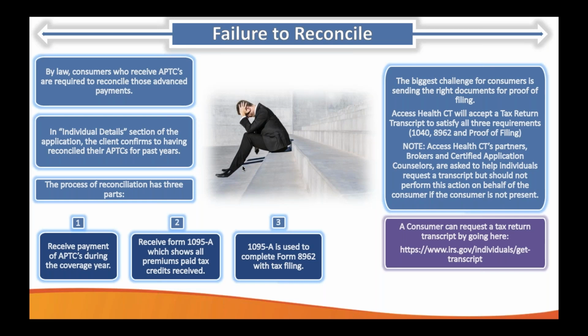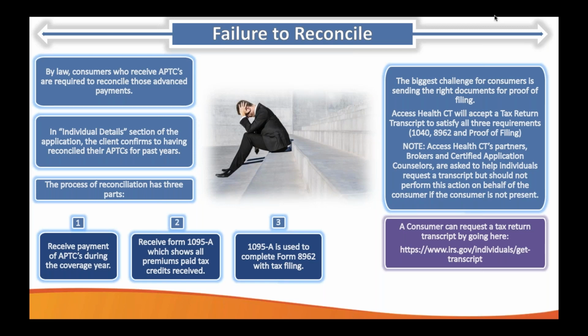What I can tell you is I've been doing this for a while, and a lot of times people have extensions, they don't file their taxes right away, so they'll call for previous years. And when they go to do their enrollment for 2018, there's a question on the application that asks if they've reconciled. If they haven't, chances are they're going to lose the APTCs, and they may even lose coverage at some point if they don't reconcile. That's pretty much what this slide speaks to.